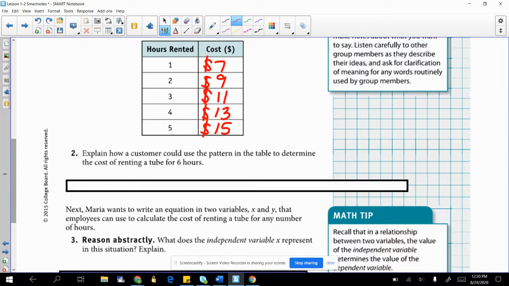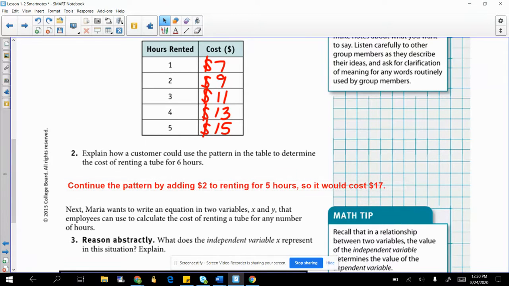Then number 2 says, explain how a customer could use the pattern in the table to determine the cost of renting a tube for 6 hours. Well, we went through and did the table all the way up to 5 hours. So we know 6 hours would be pretty easy. That should just cost $2 more. So you would just continue the pattern by adding $2 to the renting for 5 hours. So it would cost $17 to have your tube for 6 hours.